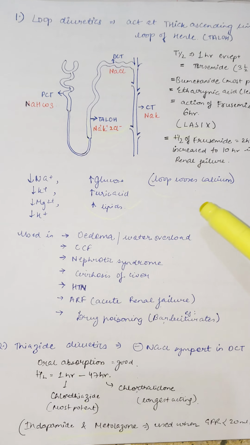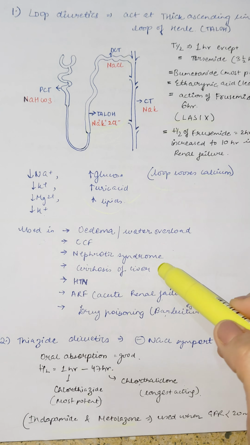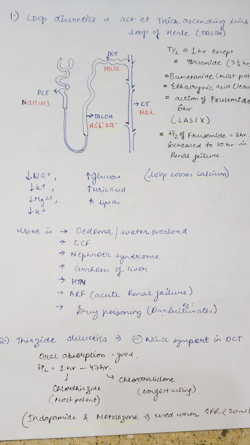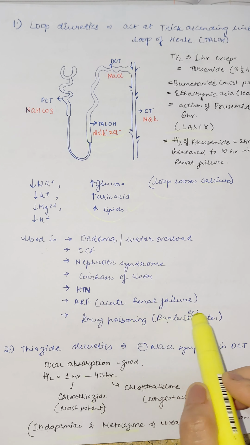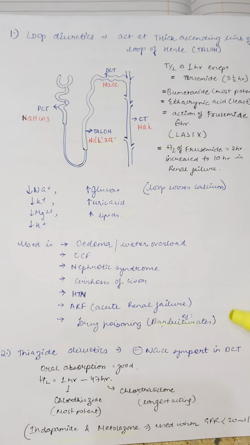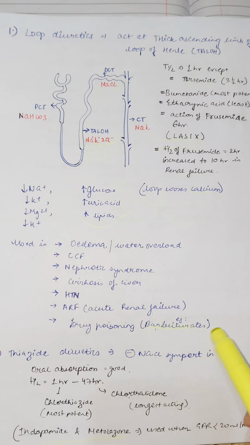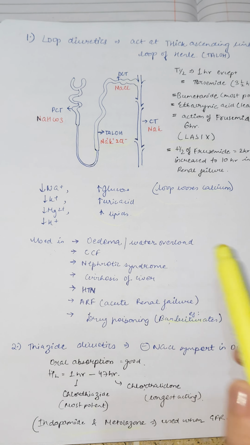So uses of loop diuretics are in cases of edema, CCF, nephrotic syndrome, cirrhosis of liver, hypertension, acute renal failure and drug poisoning such as barbiturates, because barbiturate is an acidic drug and loop diuretics make the urine alkaline and will cause its excretion. This sums up loop diuretics.